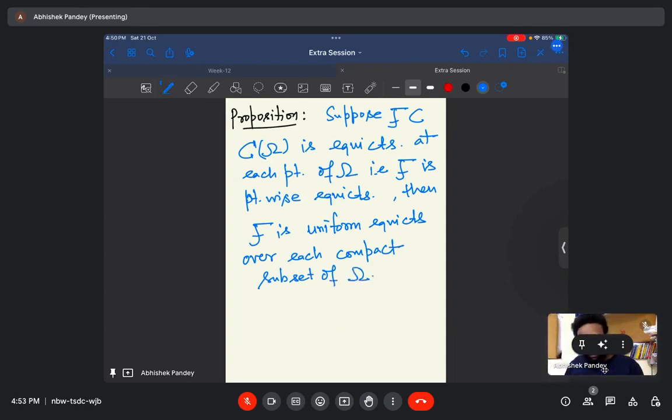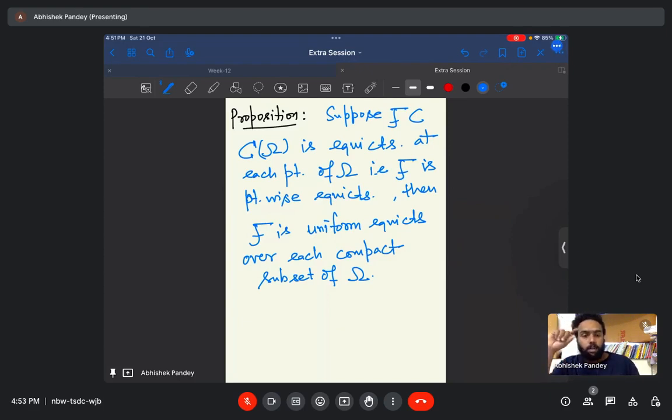Now the next two theorems which we are going to talk about. So this basically says that if you have a family which is pointwise equicontinuous on Ω, then it is uniformly equicontinuous over each compact subset of Ω. This is quite easy to prove. One can prove it.